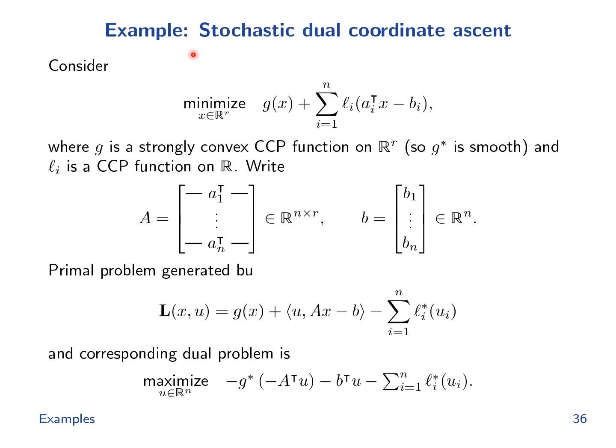Next, we introduce stochastic dual coordinate ascent in a machine learning setup. Consider this problem where g is strongly convex CCP, so g star, the convex conjugate, is smooth, and all the l_i's are CCP and proximable. Form matrix A and vector b, then the primal problem can be written with this Lagrangian, and for fixed u, minimizing over x gives us the dual objective, and the dual problem is to maximize over u. In this problem, this part is smooth, and this part is separable and proximable.